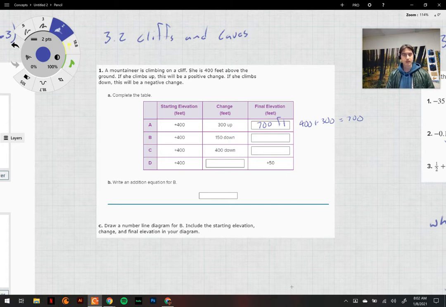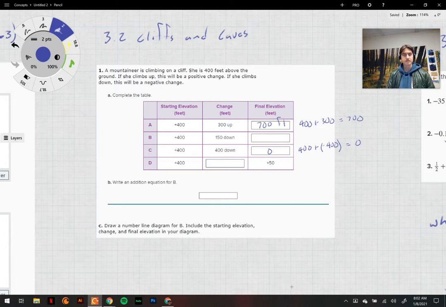If she is starting at 400 feet above sea level and she goes down 400 feet, okay, down is a negative change, so I'm adding a negative. So 400 plus negative 400. These are opposites, so when you add opposites to one another, it equals 0. So her final elevation is 0.